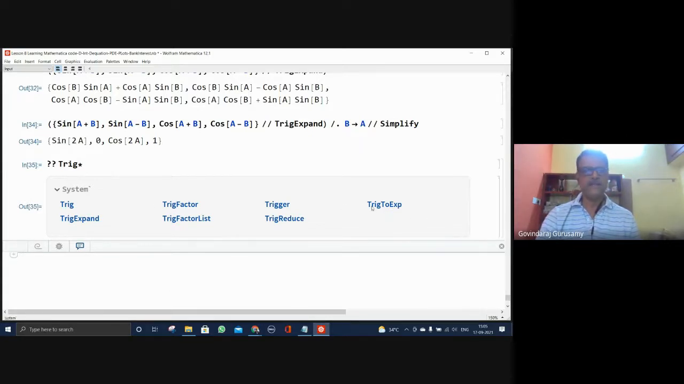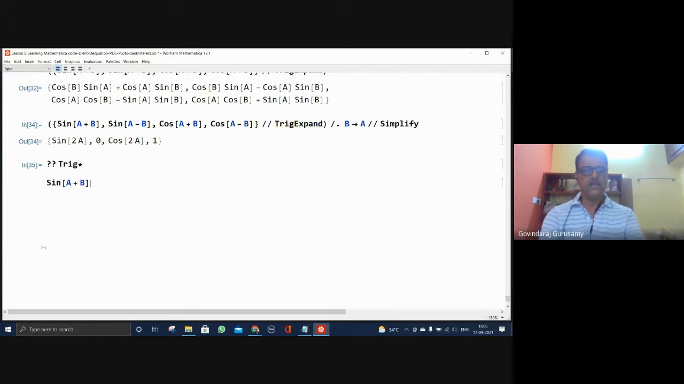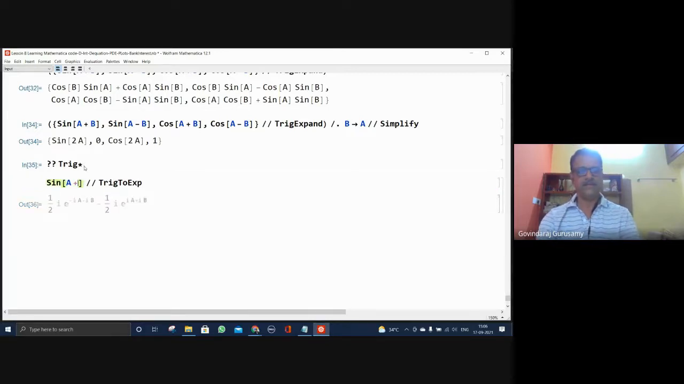So you can see if I take this sin of A plus B, is it possible to write this in a trig exponential form? Will you try it? Exciting. Okay. This is right. Or you can take the simplest known case.